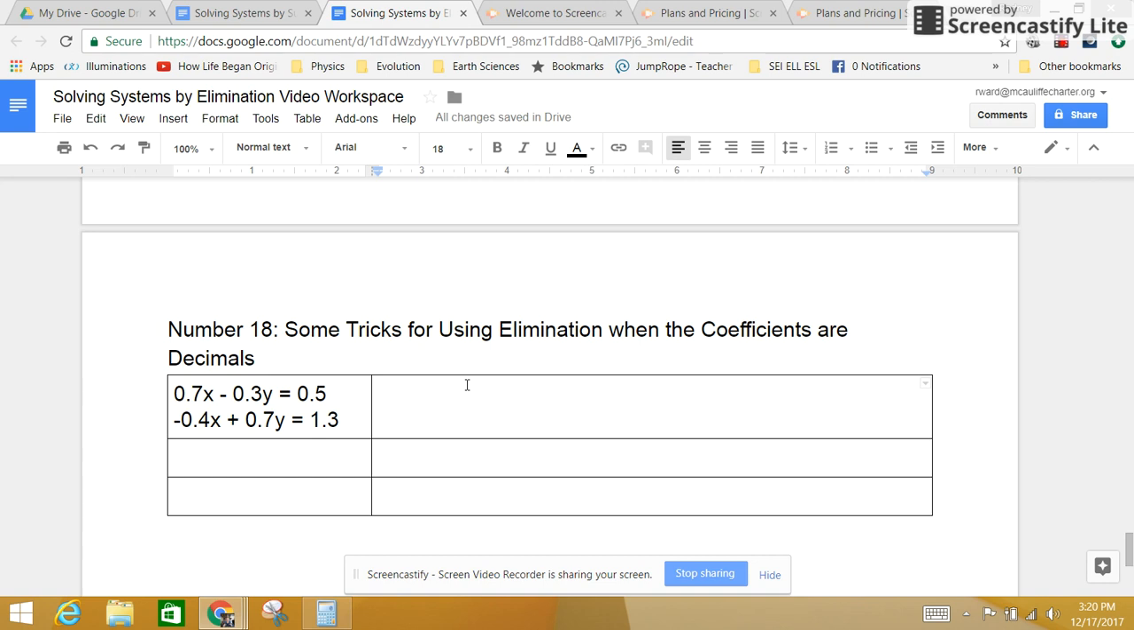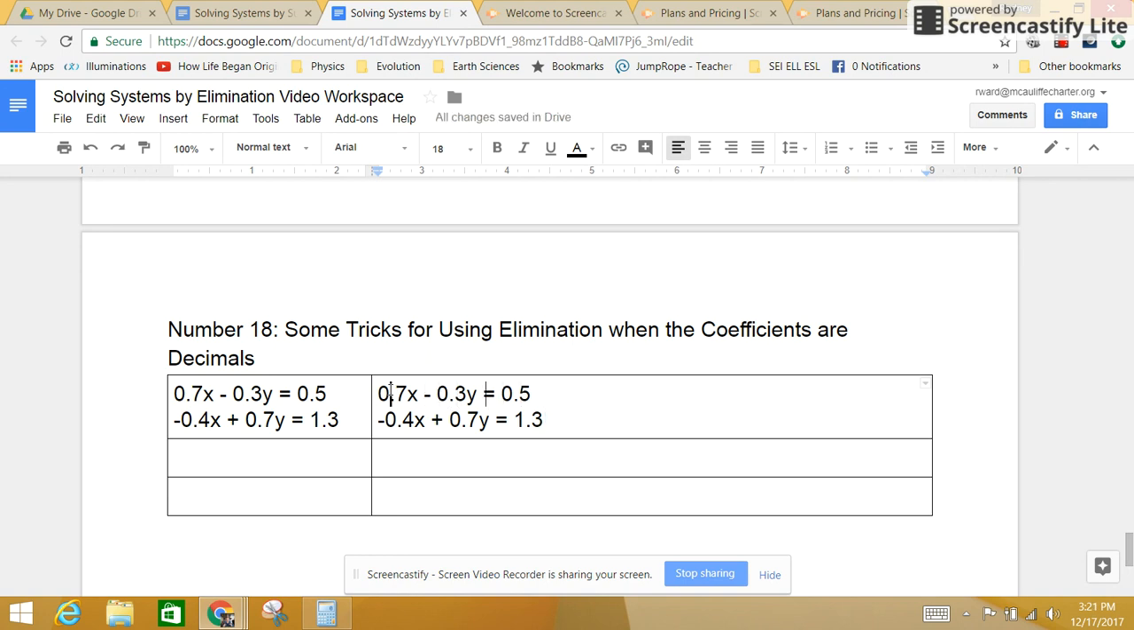I thought it would be useful to do one of the annoying ones with decimal coefficients. So I picked number 18. And while those decimals look annoying, there are some tricks that can make your life easier. As I say, math is designed to make things easier, so let's let it.